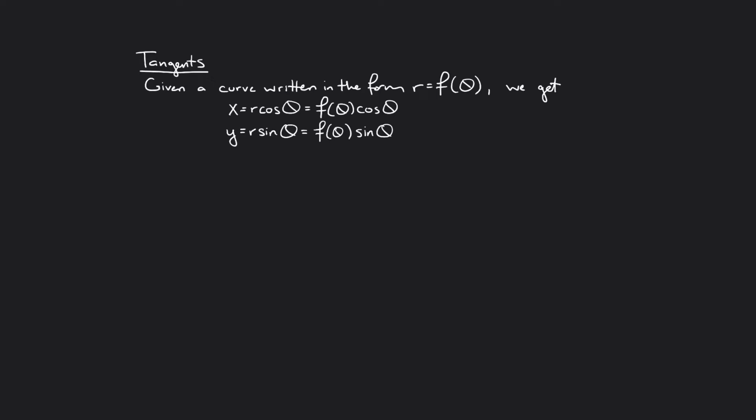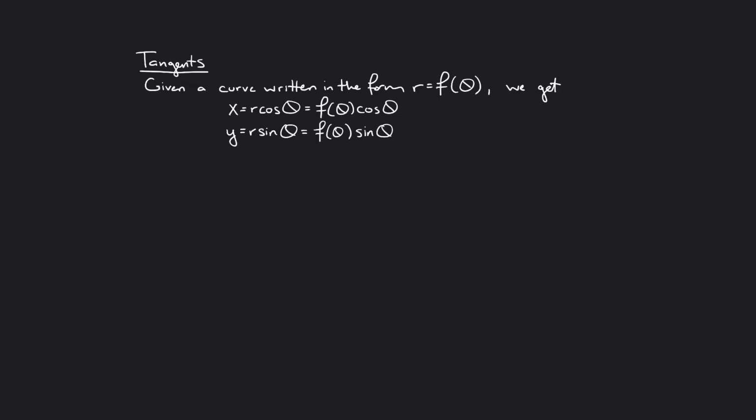The final topic that I want to talk about in this video is how to find tangent lines to polar curves. Suppose we're given a curve written in the form r equals f of theta. We can plug this function into our x and y equations to find that x equals f of theta times cosine of theta, and y equals f of theta times sine of theta.